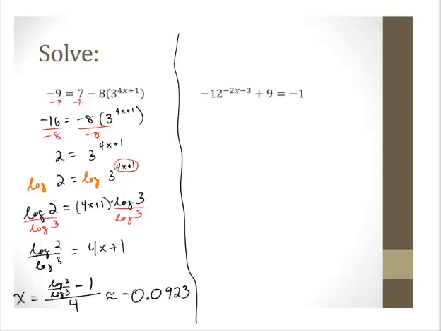Alright, let's look at the second example. I have negative, not negative, but the opposite of 12 to the negative 2x minus 3 plus 9 is equal to negative 1. Let me subtract 9 from both sides. The opposite of 12 to the negative 2x minus 3 is negative 10. I'll divide by negative 1. 12 to the negative 2x minus 3 is 10. I apply the common log to both sides.